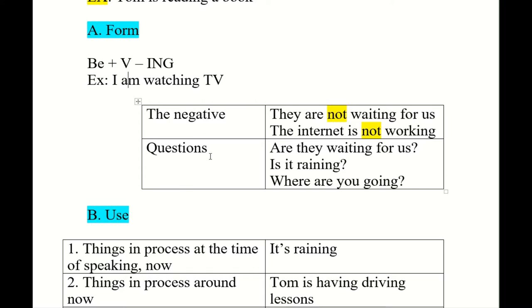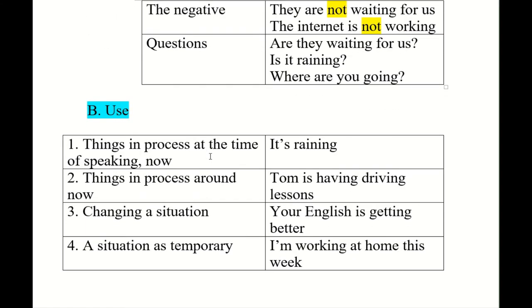Okay, now remember the structure in the present continuous form. And next, we will move on to how to use. It's related to the meaning. I would like to give you total four. So number one, things in process at the time of speaking, now. You want to talk about something which is happening around you, or you can see it. For example, it is raining outside, right? And you can see it at the moment, and you will use the present continuous.